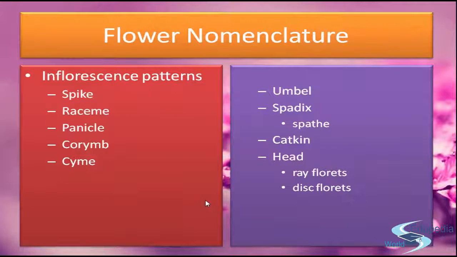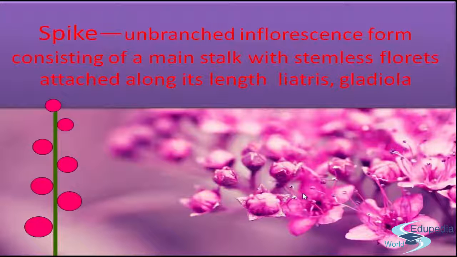Now these are the inflorescence patterns: spike, raceme, panicle, corymb and cyme, umbel, spadix, catkin and head. Head is divided into two kinds of florets: one is ray floret and the second is disc floret. So let's talk about the spike first.